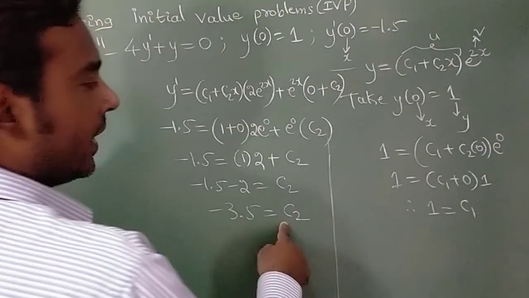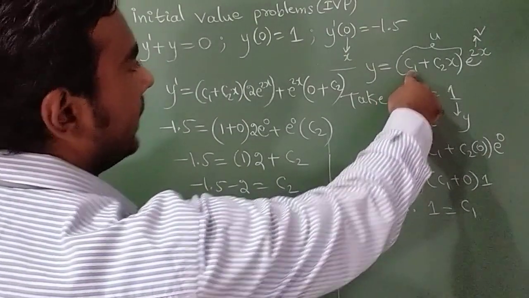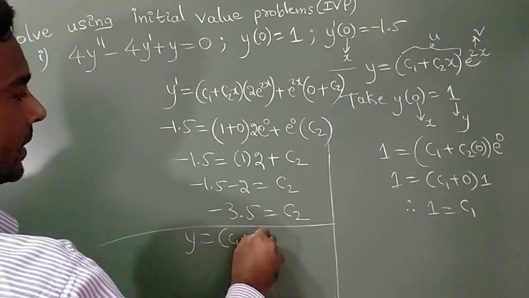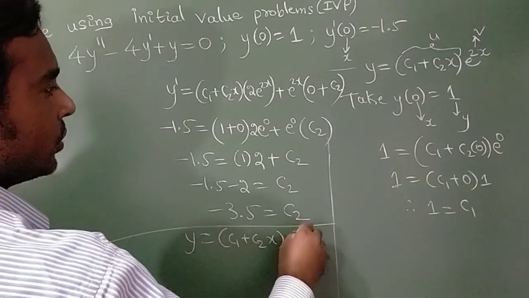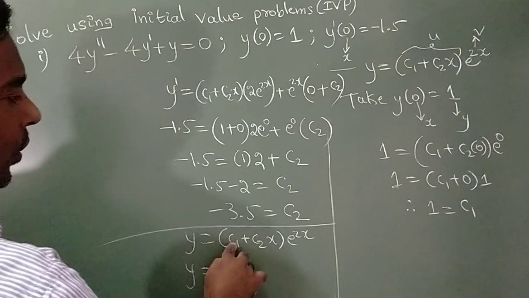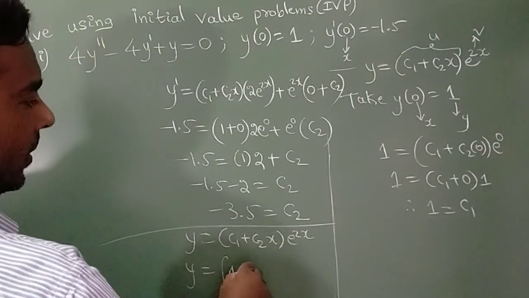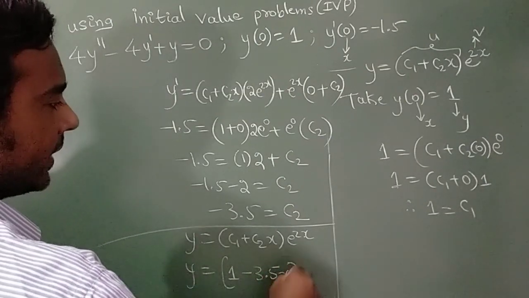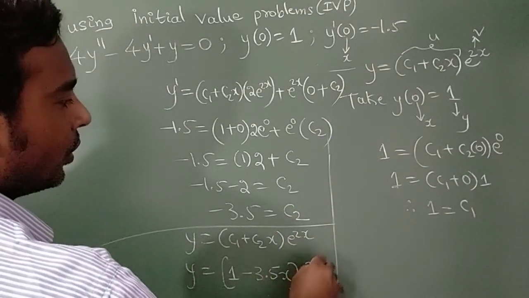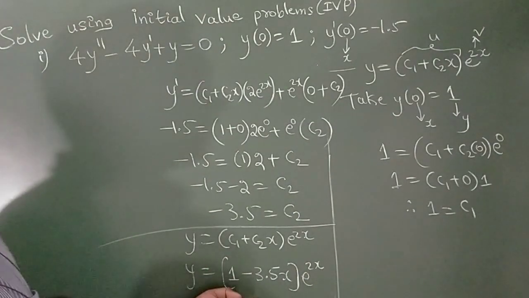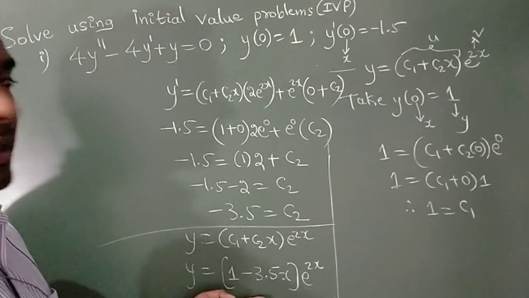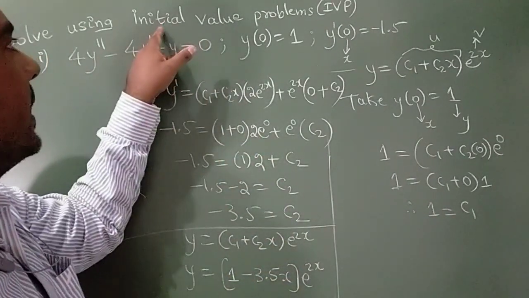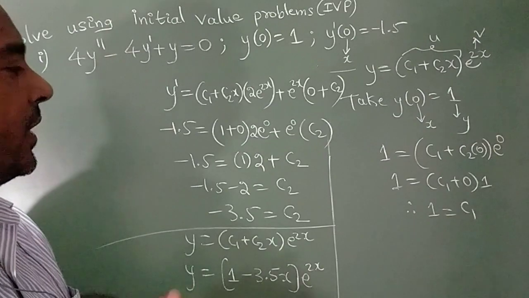Now c1 value and c2 value we should substitute in this equation, that is y is equal to (c1 plus c2 into x) e raised to 2x. So y is equal to, what is c1 value? It is 1, plus, what is c2 value? It is minus 3.5 into x, and e raised to 2x. This completes your first answer. So what you have understood? You need to find out c1 value and c2 value. That is only called the initial value problems method of solving.